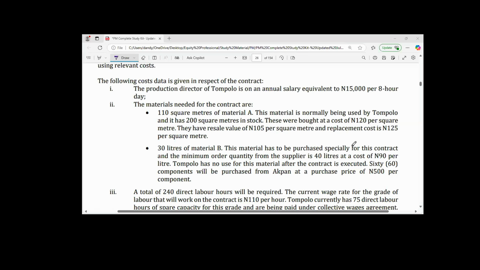This material has to be purchased specifically for this contract, and the minimum order quantity from the supplier is 40 liters at a cost of 90 naira per liter. Tompolo has no use for this material after the contract is executed. 60 components will be purchased from ICAN at a purchase price of 500 naira per component.